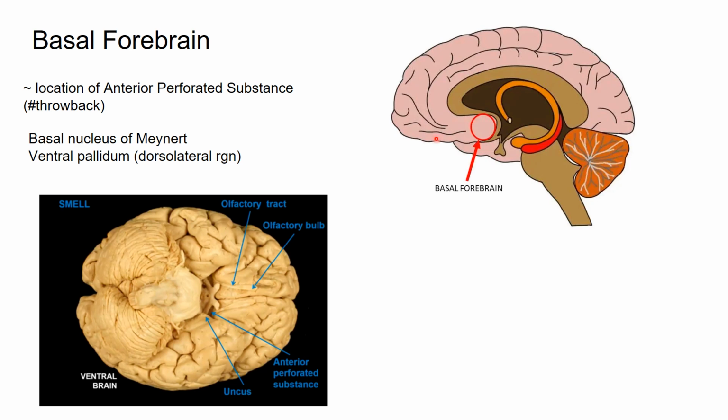Then the ventral pallidum is like a delineation of the basal forebrain. The ventral pallidum is specifically just the most dorsolateral region of the basal forebrain. So if we imagine the dorsolateral, the sticking out, there'd be this part of it. Essentially this part of the basal forebrain would be our ventral pallidum.